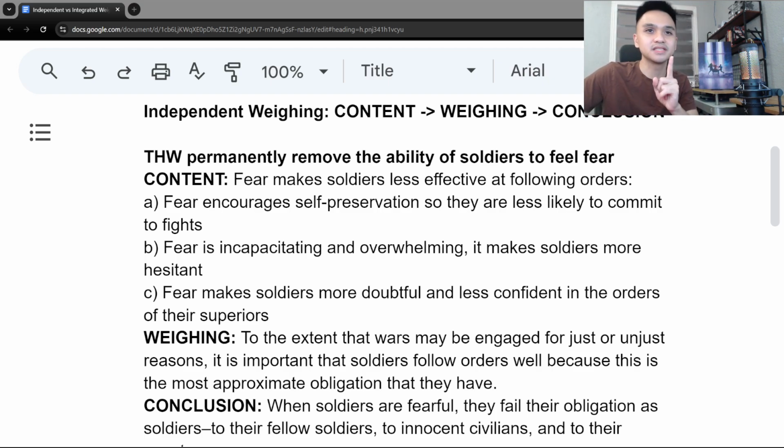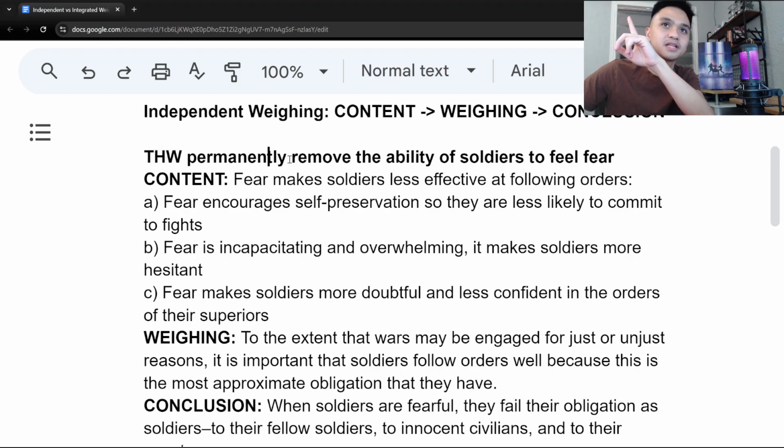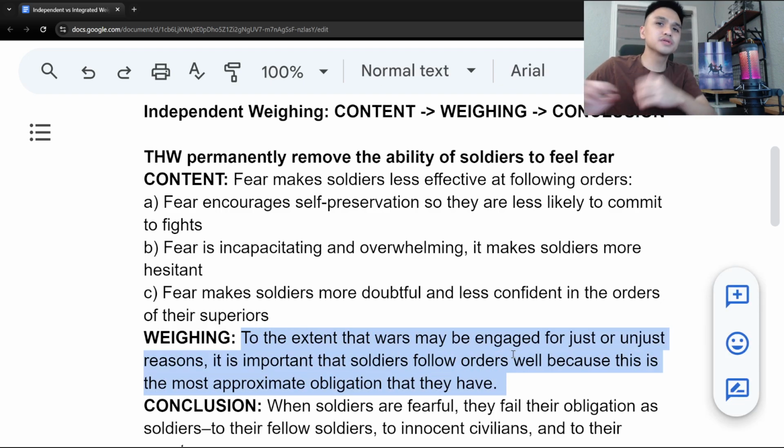So one example is, in the motion, this house would permanently remove the ability of soldiers to feel fear. And I'm anticipating, right? I need this argument to be very, very strong. So my weighing would be, to the extent that wars may be engaged for just or unjust reasons, it is important that soldiers follow orders well, because this is the most approximate obligation that they have. So I think it's a very nice preemption.